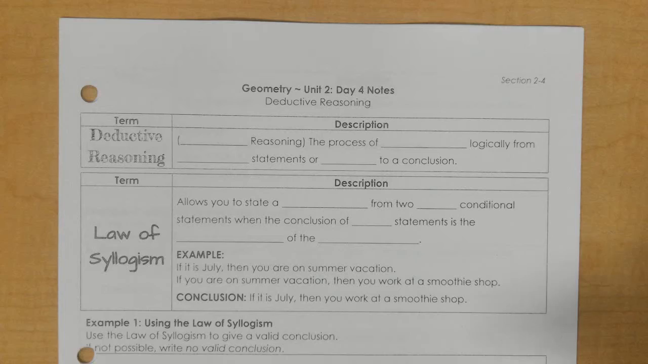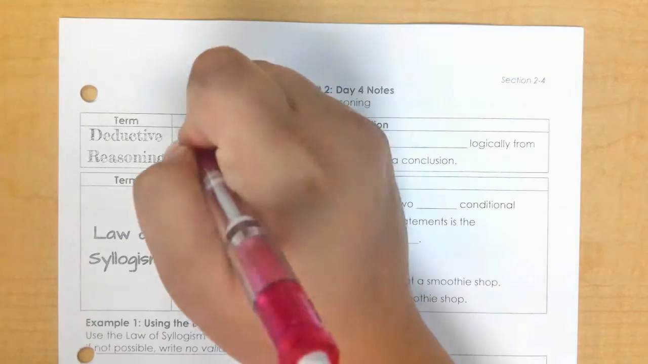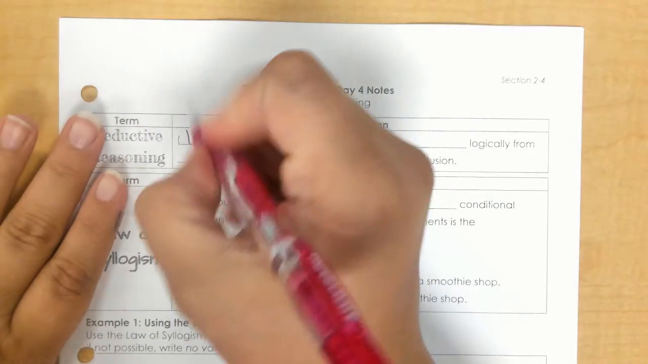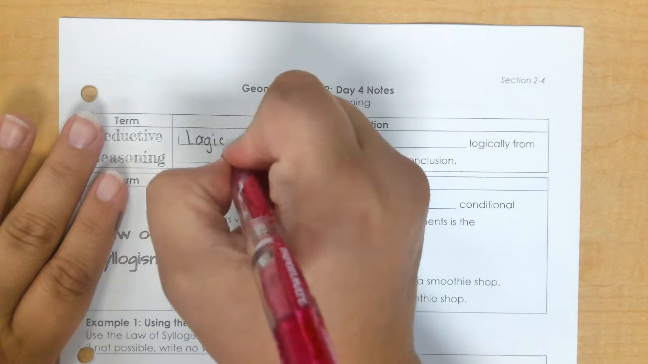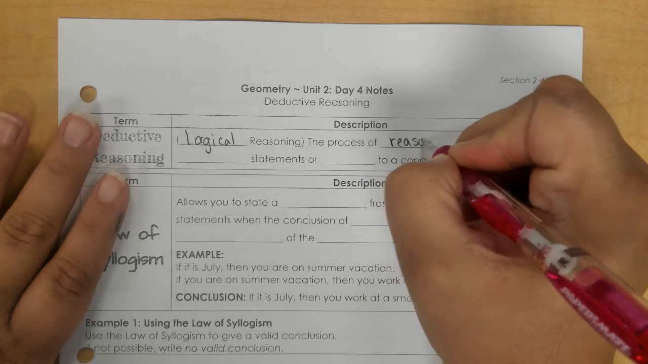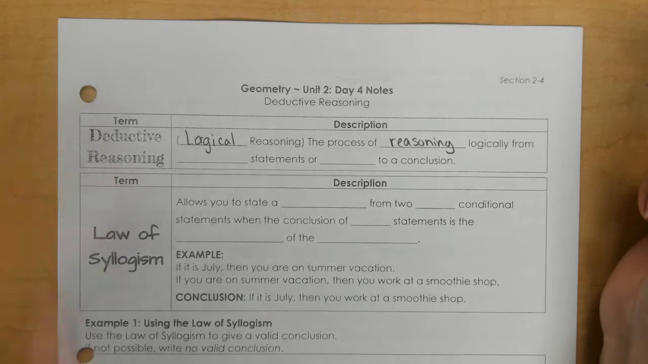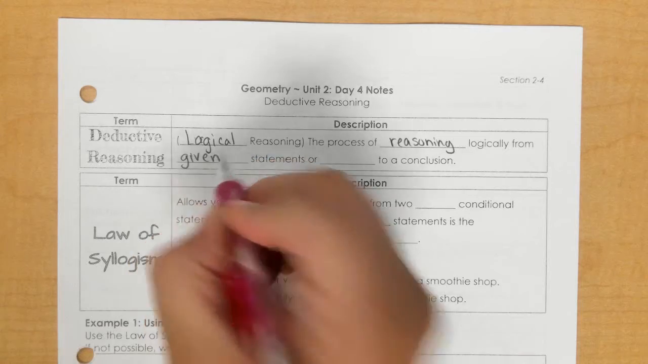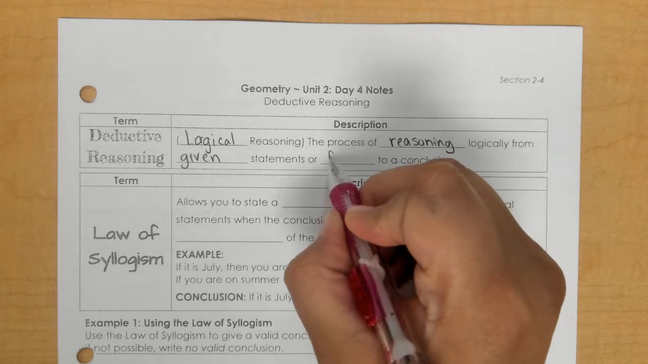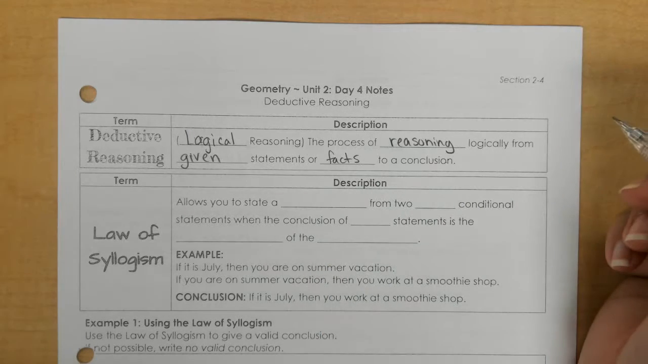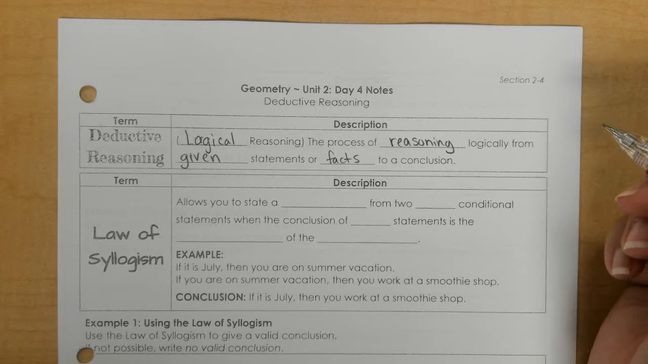Okay, so I'm going to go through with you just what is deductive reasoning. Deductive reasoning is logical reasoning: the process of reasoning logically from given statements or facts to a conclusion.